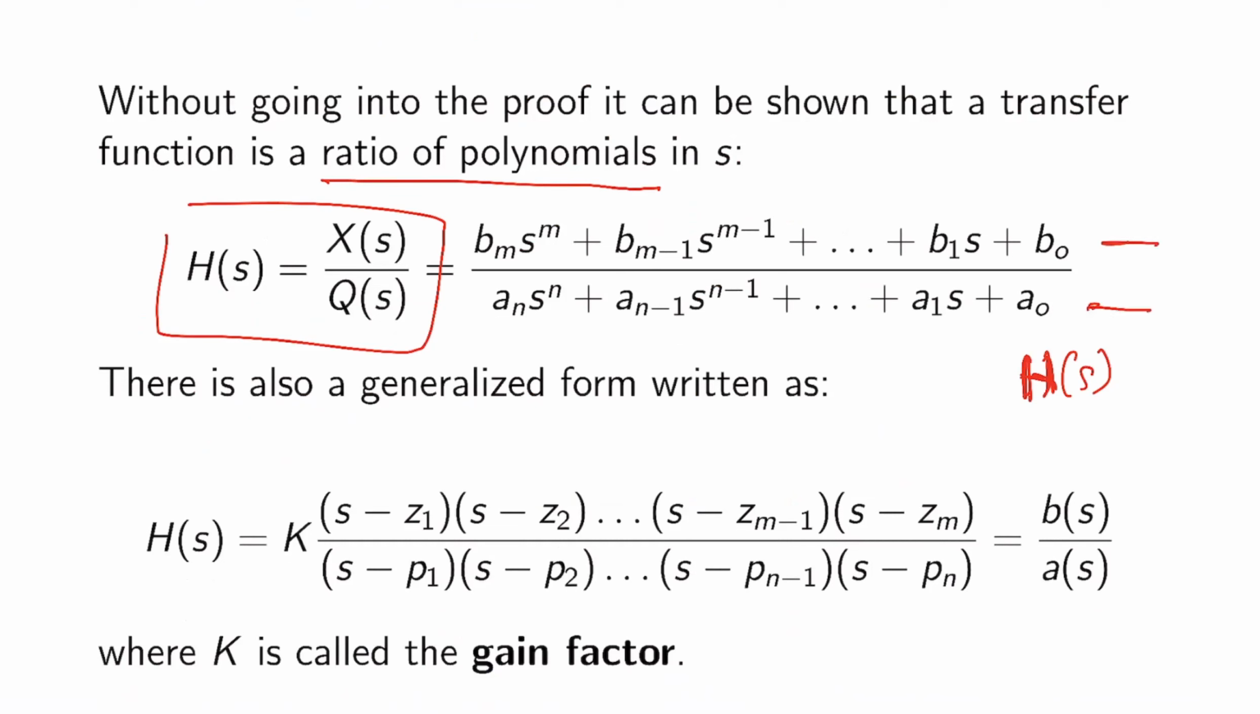Okay. I can write it out in a more generalized form where I've factored out all the terms in the polynomials, right? When you do that, you end up with a factor at the beginning, which is called the gain. It's the gain factor. And you get this ratio of factored polynomials. I'm going to give them the symbols B of S and A of S, right?